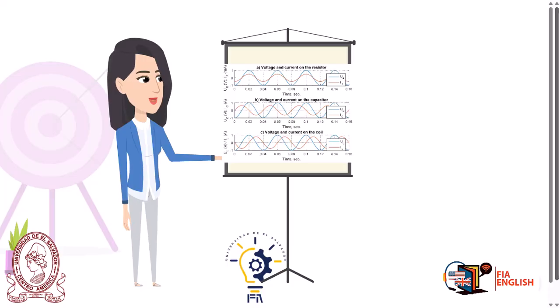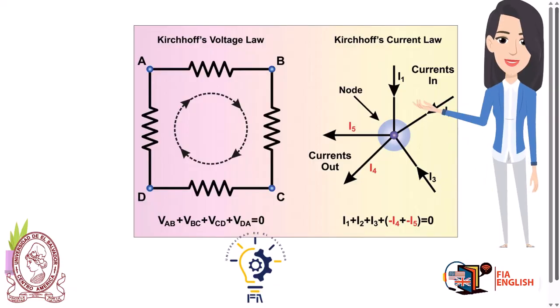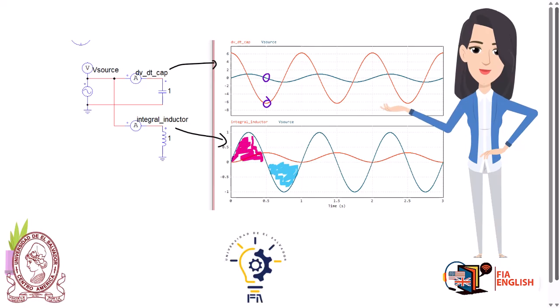When analyzing analog circuits with resistors, capacitors, and inductors, we often deal with time-varying voltages and currents. To apply KVL and KCL effectively, we need to consider the voltage-current relationships for each component, which, as we discussed, involve derivatives and integrals for capacitors and inductors.